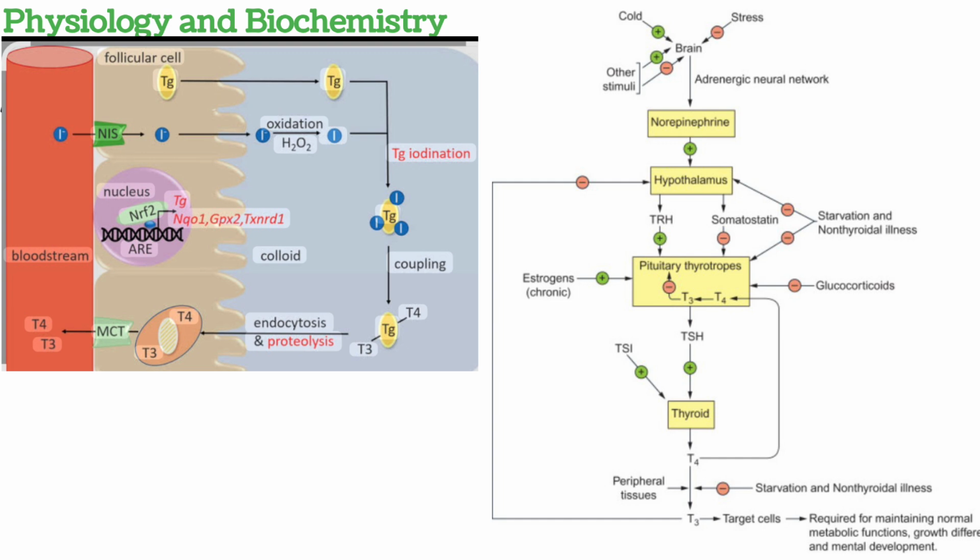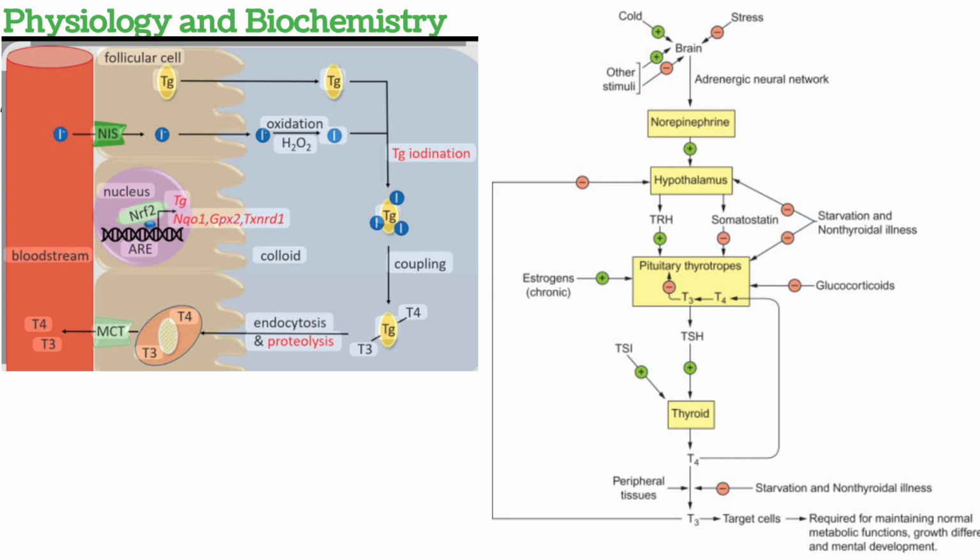Now, formation of thyroid hormone. Here we will be mainly focusing on enzymes. As you can see in this slide, NQO1, GPX2, TXNRD1. All these are antioxidant enzymes which are regulated by the genes NRF2, ARE and KEAP1. These are the signaling pathways which will lead to the formation of these enzymes.